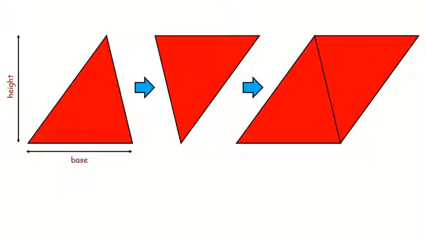For example, if the triangle has a height of 4 and a base of 3, it has an area of 4 times 3, which is 12, and half of this is 6. Again, note that any one of the sides of the triangle may be taken as the base.